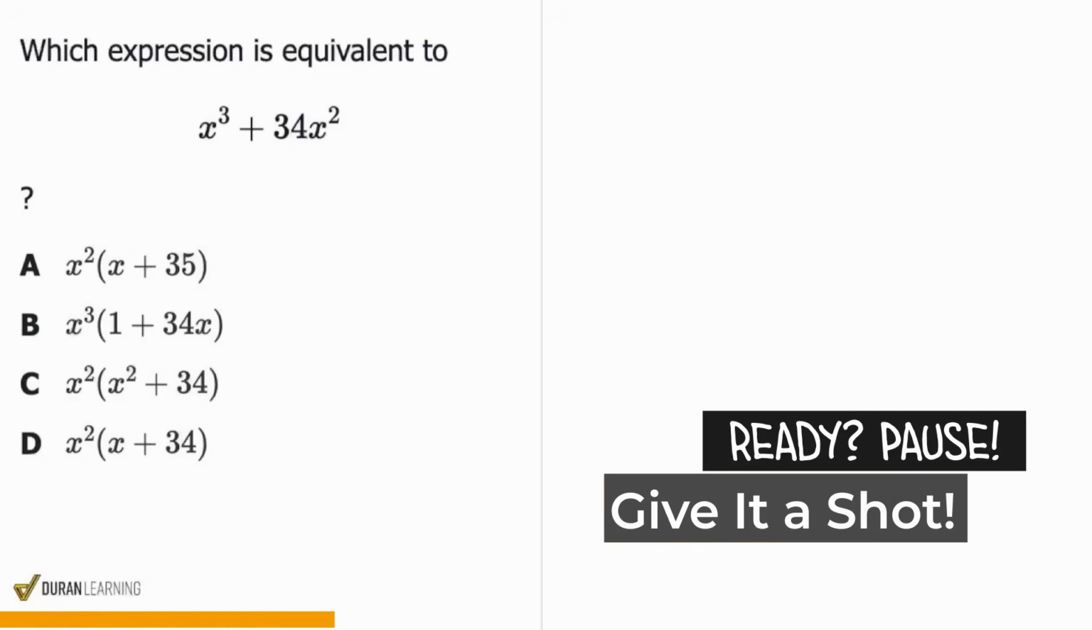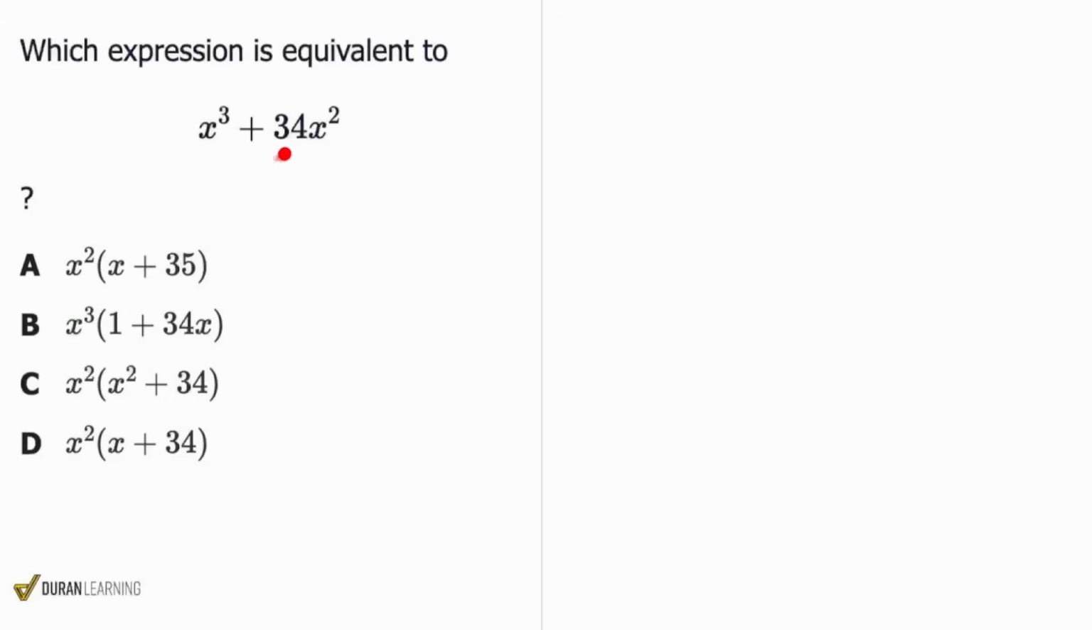All right, next up, we are asking which expression is equivalent to x cubed plus 34x squared. So when we take a look at the answer choices, we are going to be factoring out. Let's factor out the greatest common factor and see what the answer is going to be. So we have x cubed plus 34x squared. Everybody, from the jump, I'm going to ask myself, are there any regular old numbers that I'm going to be able to factor out between these two terms?